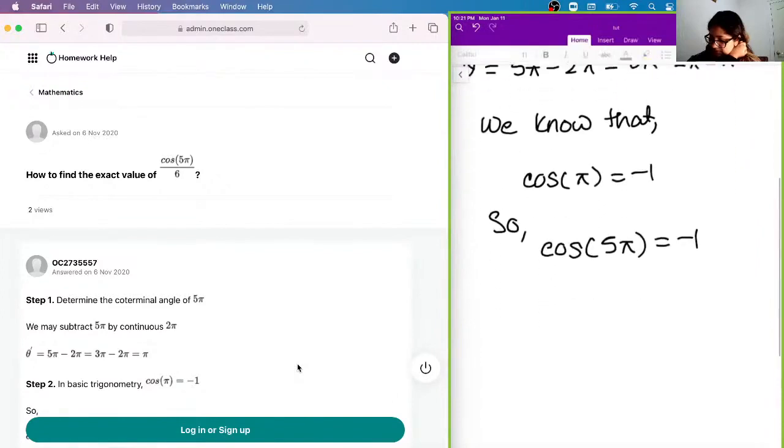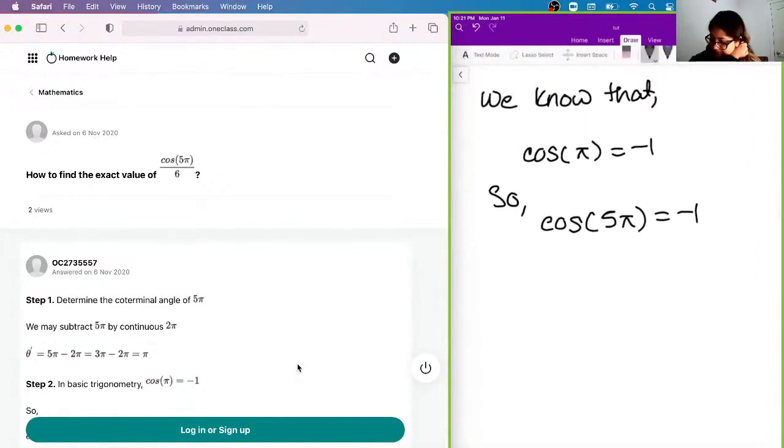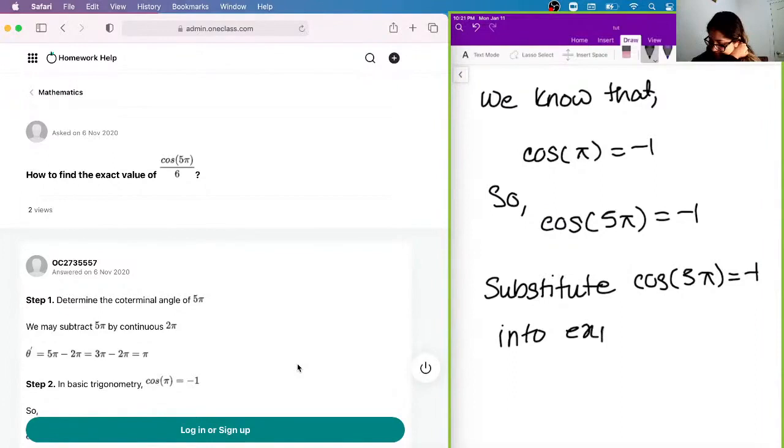So now the last step would be to substitute the given value to the expression. Substitute negative 1 into the expression. Okay, so you have cos of 5 pi over 6 is equal to negative 1 over 6.